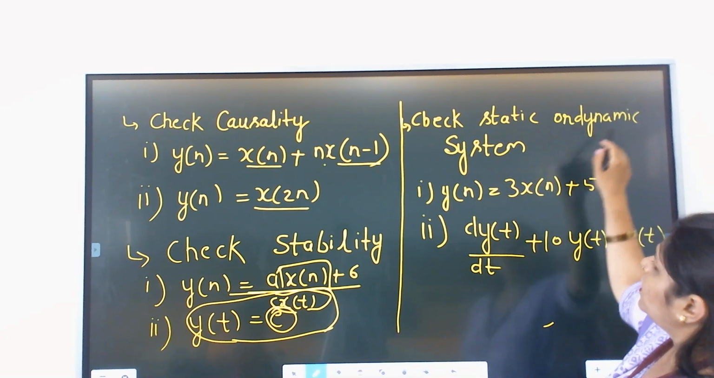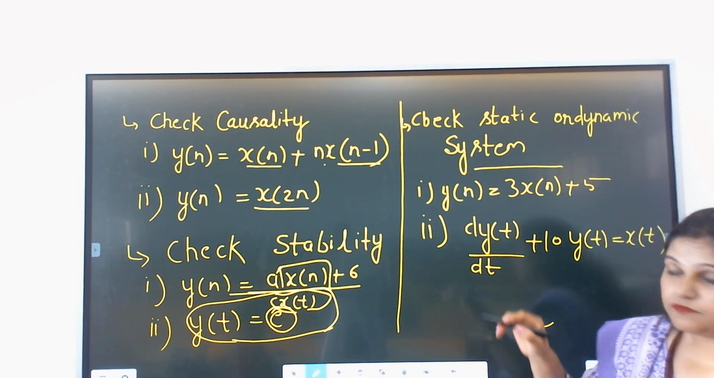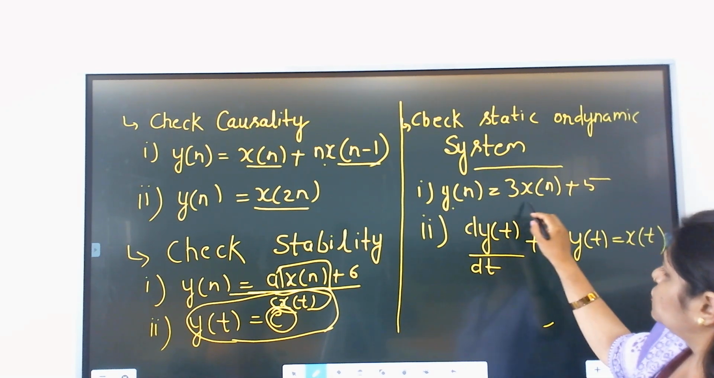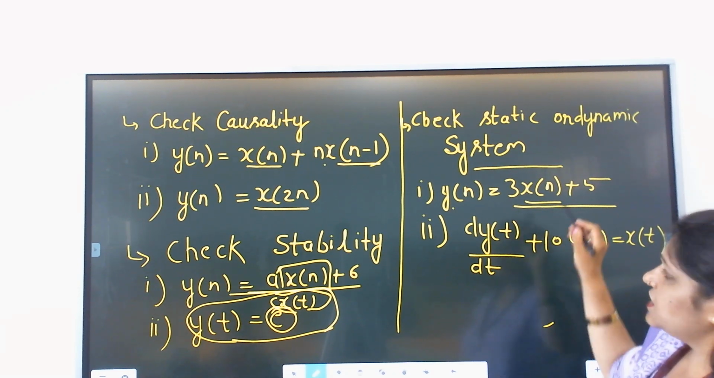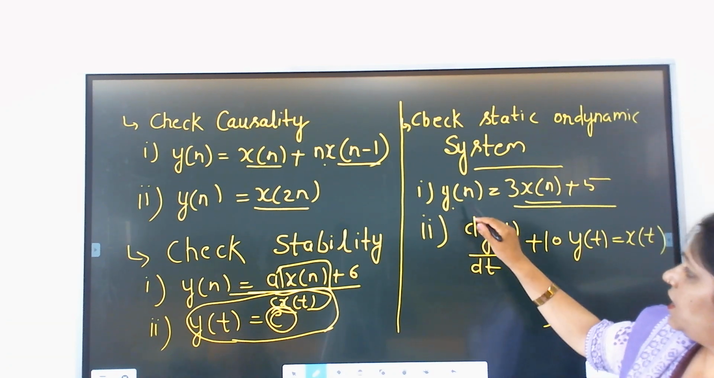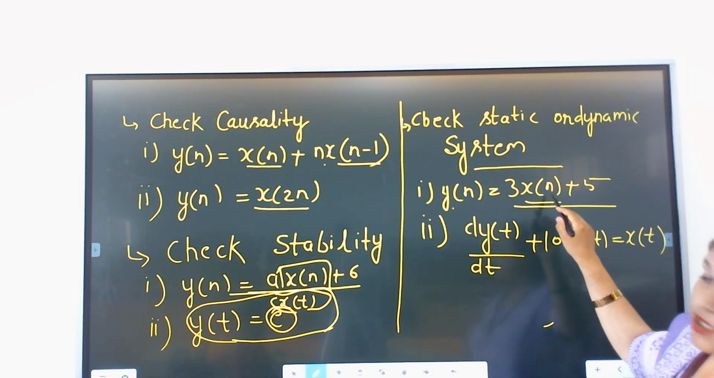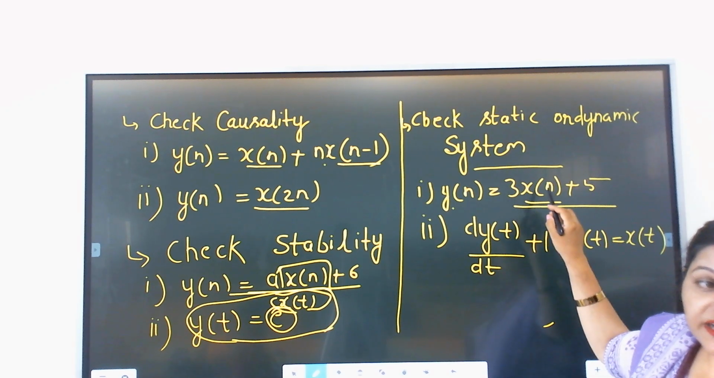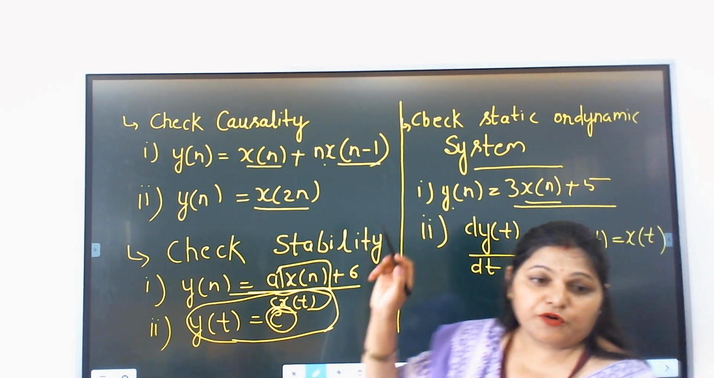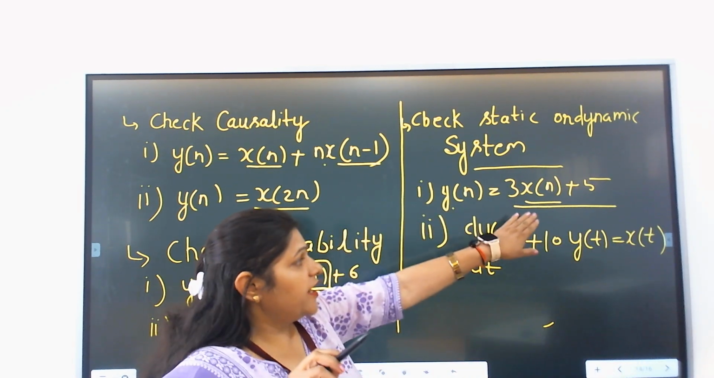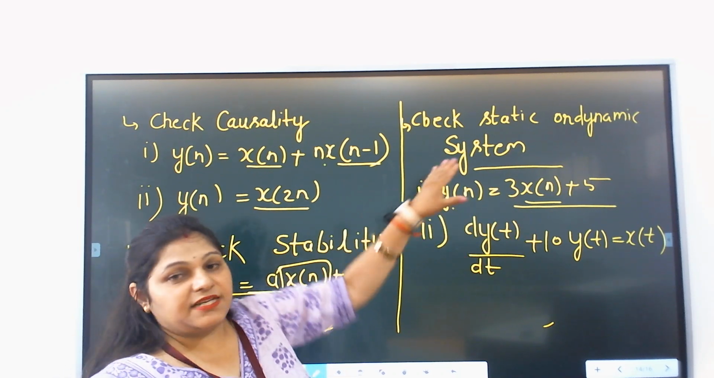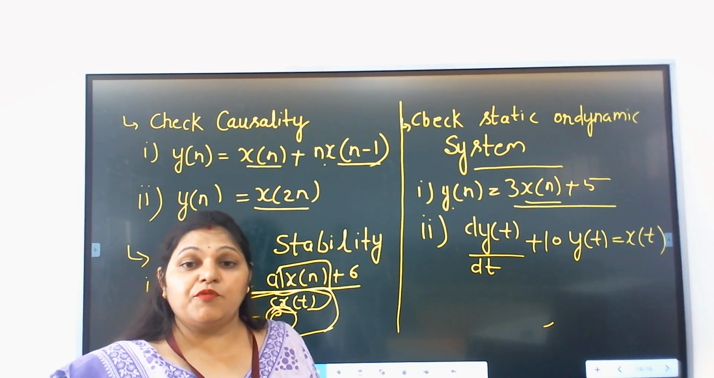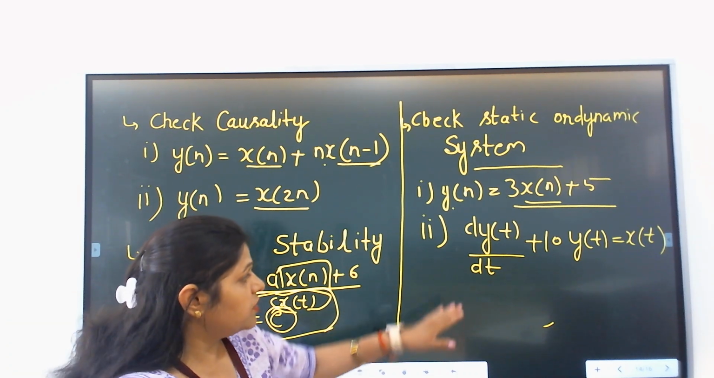Check static or dynamic system. y(n) equals 3x(n) plus y. x(n) is the present value, so the output depends on the present value of input. Then it is called a static, or memoryless, system. It has no memory.